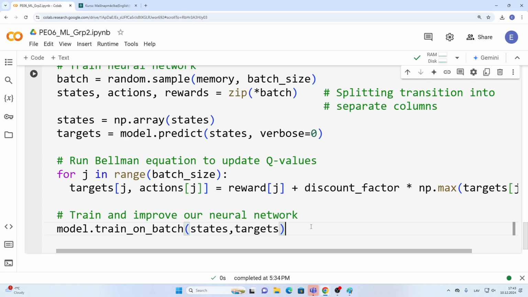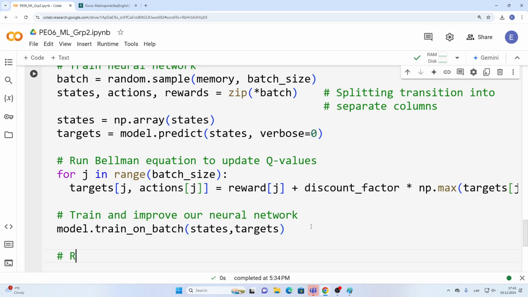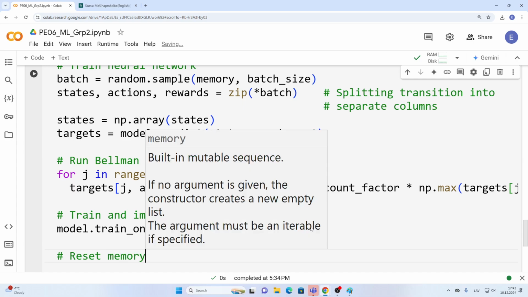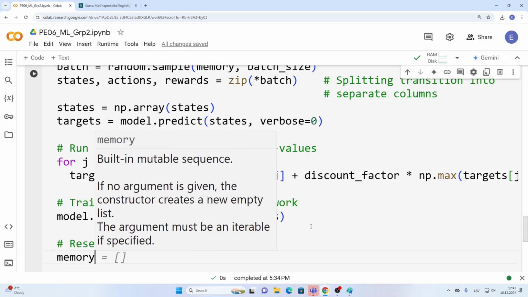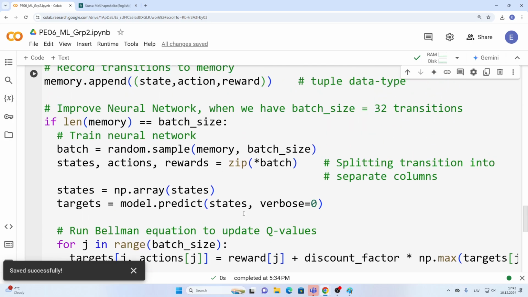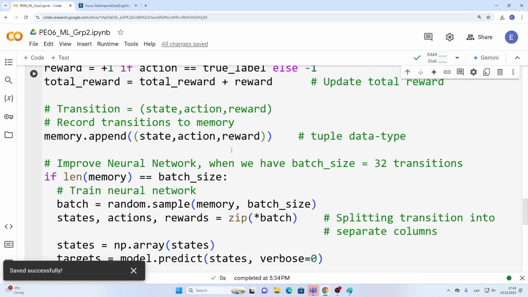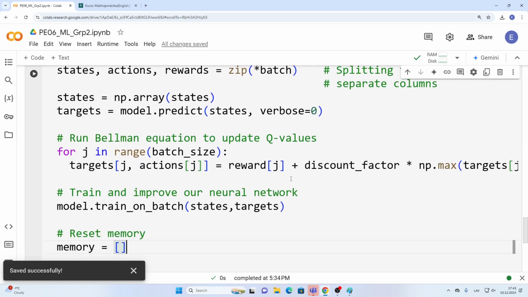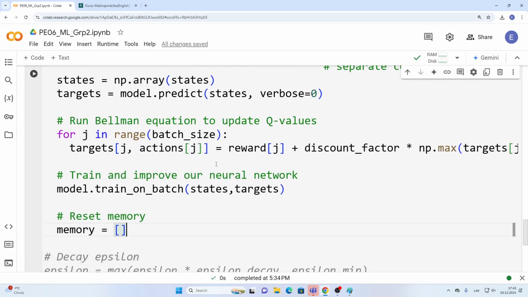Afterwards, we want to reset memory so that this process can start again. Once we collect 32 pictures again, it's again going to be time to retrain the neural network. So that is actually our procedure for one episode of reinforcement learning.